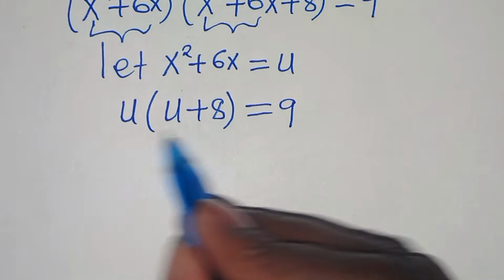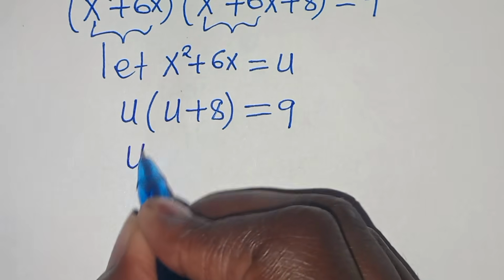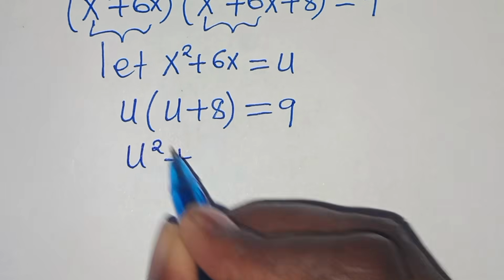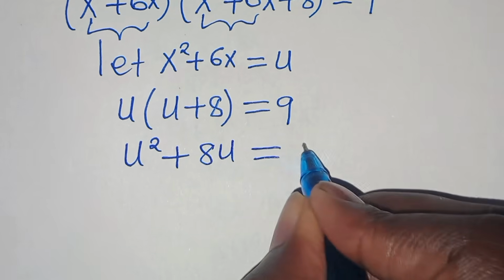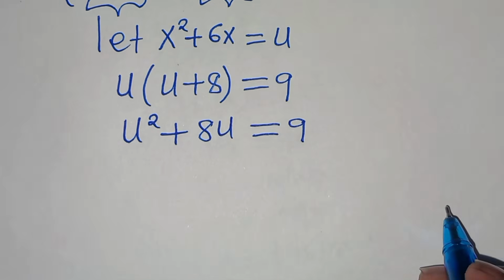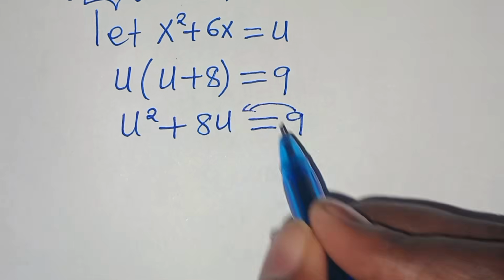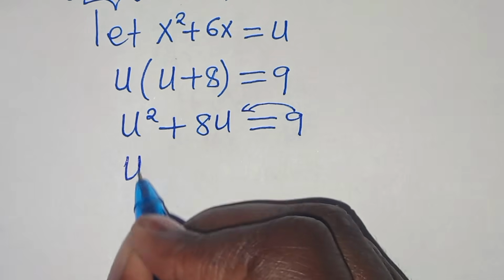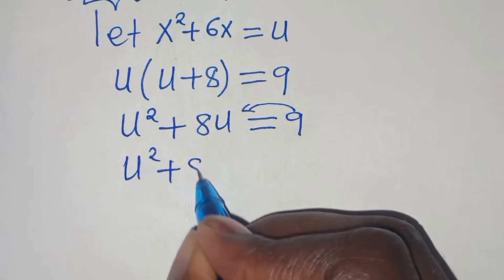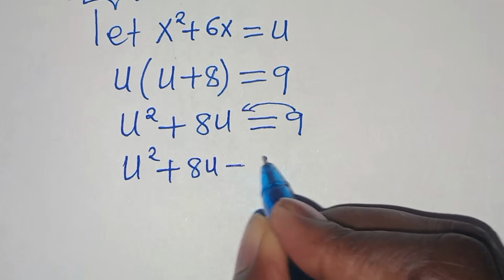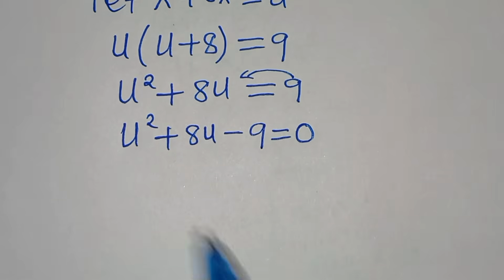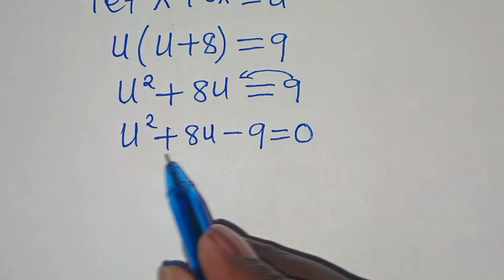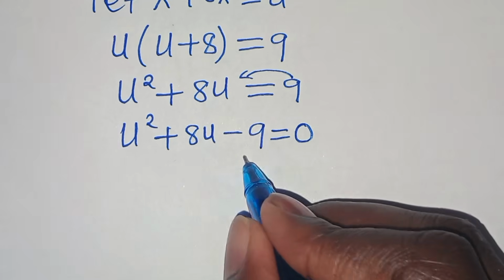So let us expand this equation here so that we have u to the power of 2 plus u times 8. This is 8u. This is equal to 9. Let's take 9 to the left hand side so that we have u squared plus 8u minus 9. This is equal to 0. So this is a quadratic equation that we can solve by factorization method.